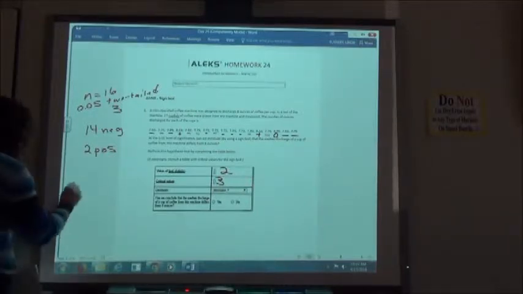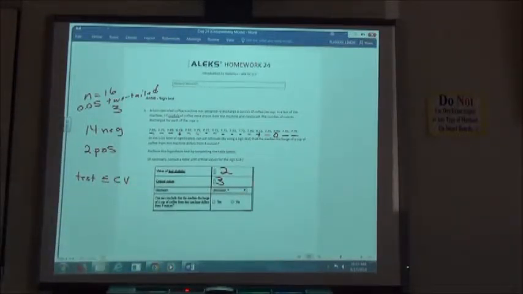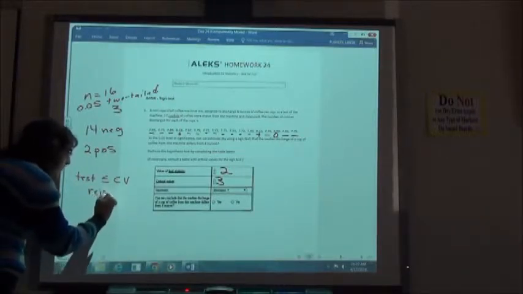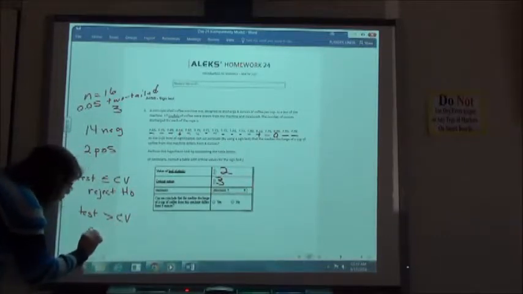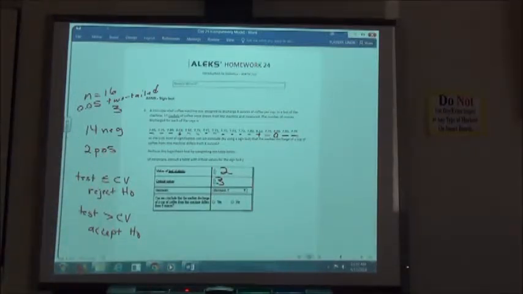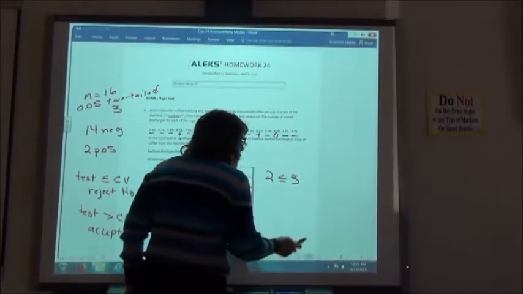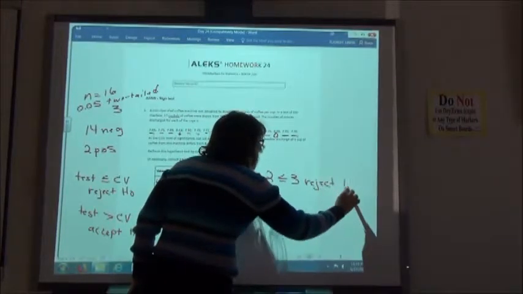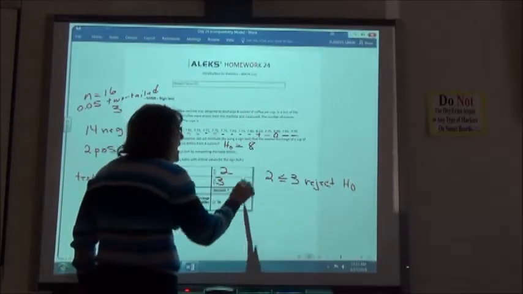So, if the test is less than or equal to the critical value, we are going to reject the null. If the test is greater than our critical value, we are going to accept the null. Remember, we have to do the equal there when we are going to do the less than or equal to. So in this case, comparing my two numbers, 2 is less than or equal to 3, so we are going to reject the null. The null again was that it was exactly equal to 8 ounces.